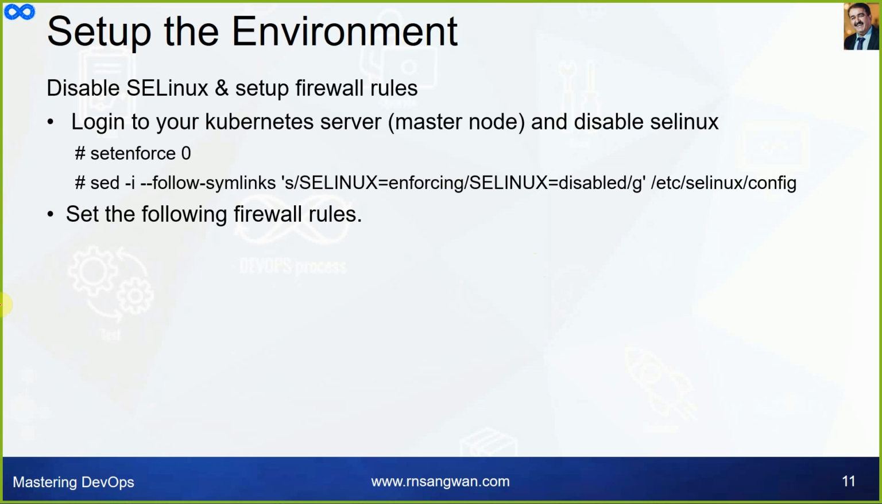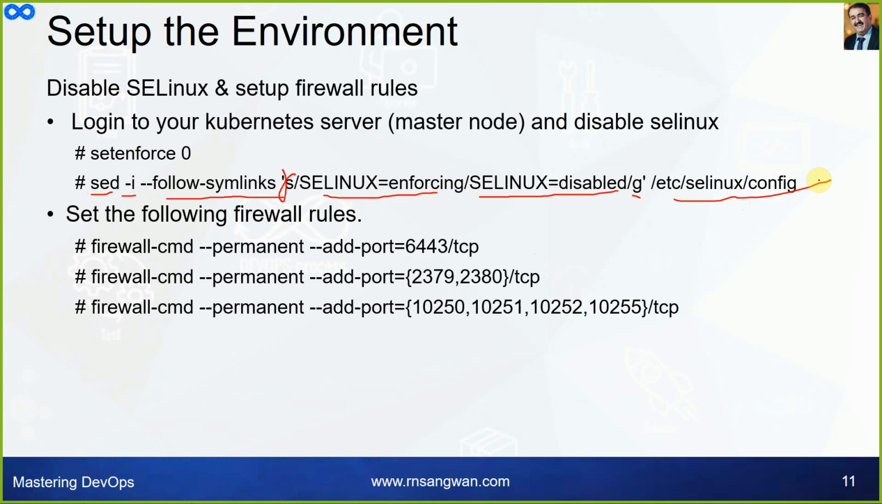By the way, this is a simple Linux command, the stream editor. Follow symbolic link, substitute SELINUX=enforcing with SELINUX=disabled globally in this file. Set the following firewall rules. Now I am giving you multiple lines here just to demonstrate, for those who are new to them, that you can go one by one, or you can go in groups. But if you are using one, you don't need curly braces. If you are using multiple, then use curly braces separated by commas. In my case, during the demonstration, I use a single line for all the ports. That's fine.